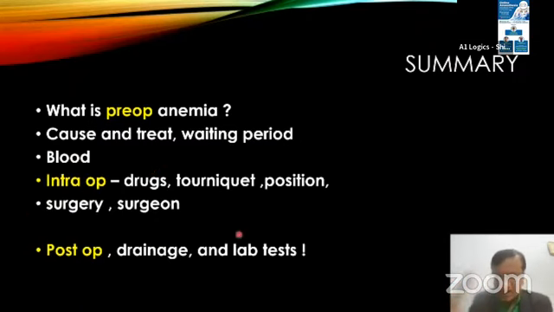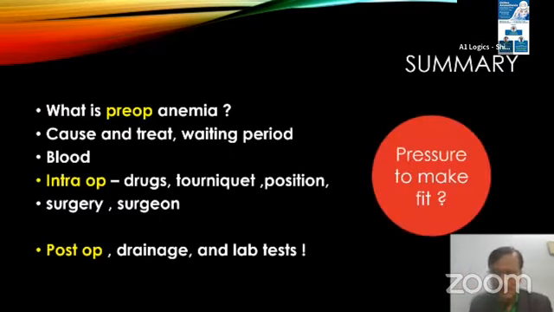Intraoperatively, tourniquet or not. Stop all drugs, clopidogrel, heparin, aspirin, whatever the patient is getting, according to the guidelines. Keep the position. Thyroid means simple. Keep the position. Talk to the surgeon. And what is the surgery? Who is the surgeon? That also has to be found out. Post-operatively, see the drainage, lab test. Post-operatively, we can also use iron, darbepoetin, erythropoietins, and all.